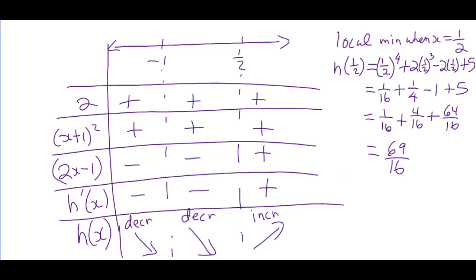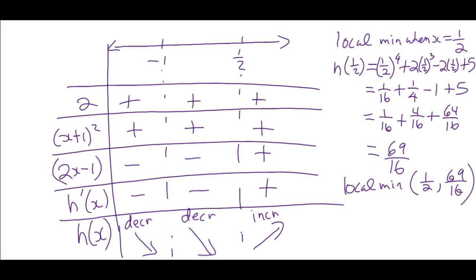Okay, so we have a local min at 1/2, comma, 69 over 16. What else is going on? Well, something's happening at -1, right? It's going to flatten out. The curve flattens there, but it's decreasing to 0 and then decreasing. That's that inflection point. That occurs at -1.